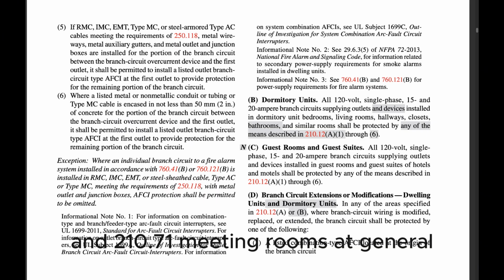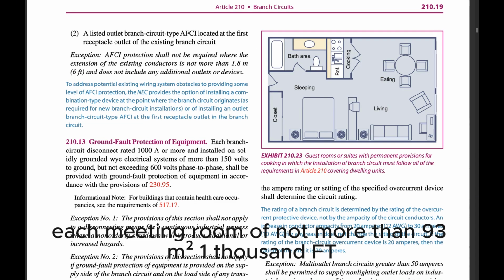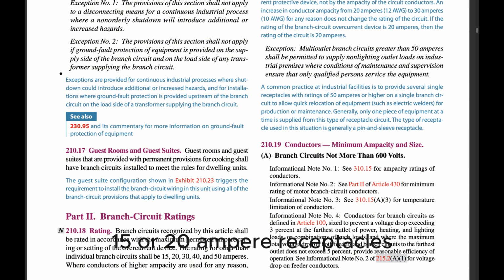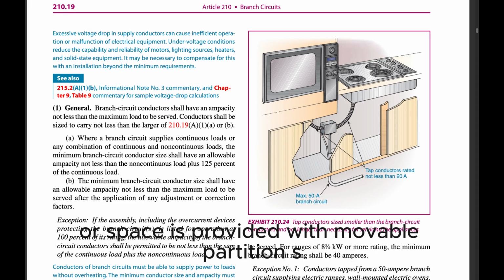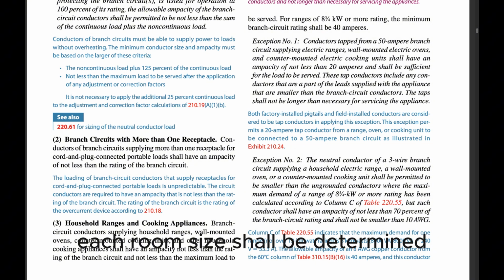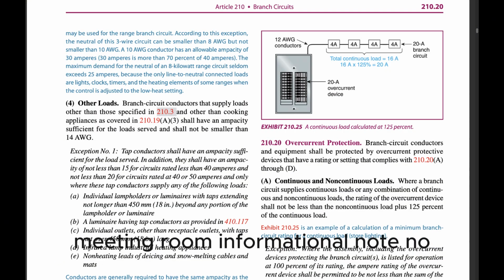210.71 Meeting rooms. (A) General. Each meeting room of not more than 93 square meters (1000 ft2) in other than dwelling units shall have outlets for non-locking type, 125 volt, 15 or 20 ampere receptacles. The outlets shall be installed in accordance with 210.71(B). Where a room or space is provided with movable partitions, each room size shall be determined with the partition in the position that results in the smallest size meeting room.